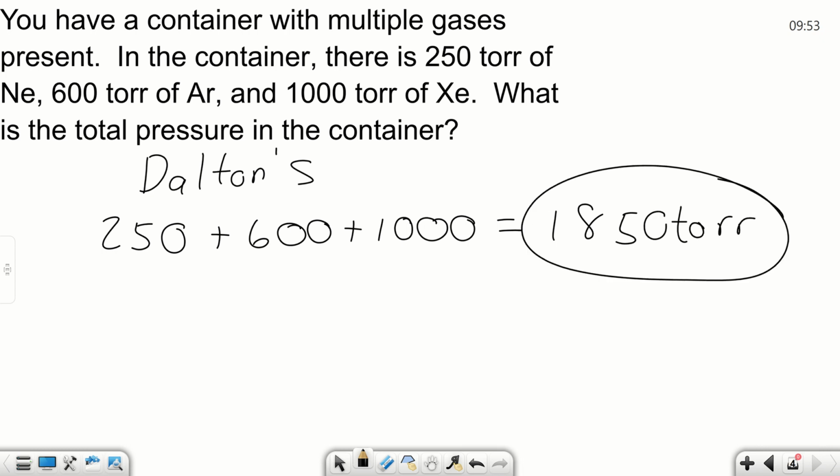So those you just got to read carefully. If I give you the total pressure, and maybe I'm asking what's the pressure of the xenon, we would subtract all those partial pressures from the total and find the partial pressure of the one individual substance. And that's basically it. Like I said, pretty quick.